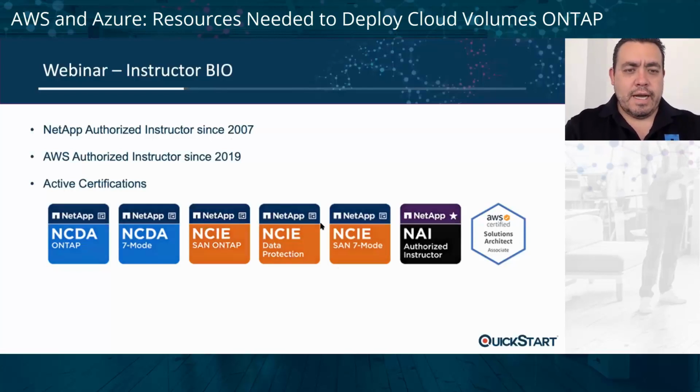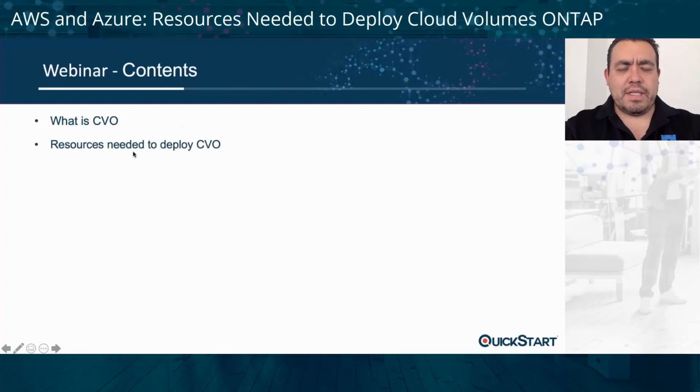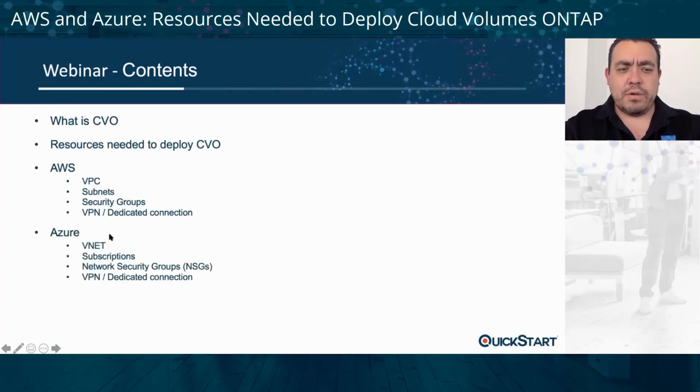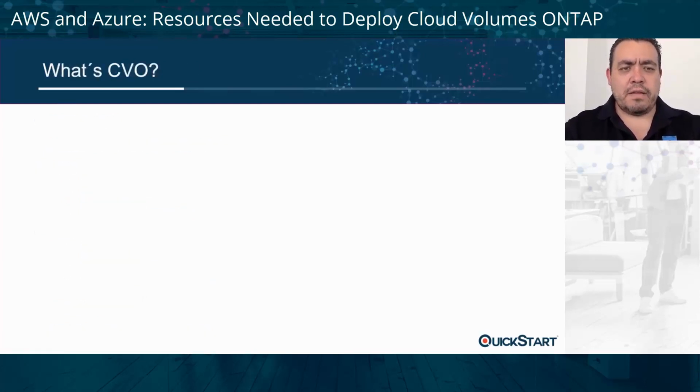Okay, so let me show you what we have for you on this quick webinar. We're going to see a few details on what CVO is. CVO, by the way, stands for Cloud Volumes ONTAP. Then we see the resources needed so you can deploy CVO, and we're going to see some resources on AWS and Azure as well, like the VNet, the VPC, the subnets, and the security groups. Then we see some CVO use cases, and finally, we end with some CVO general recommendations. So let's go and start with CVO.